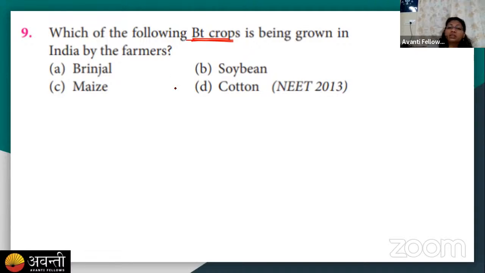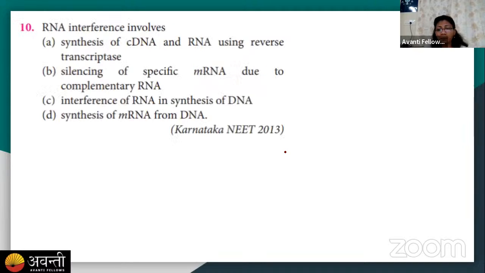So that is BT cotton. BT cotton is the most popularly used by the farmers of India, right? Which is a BT derivative. Next question says, the RNA interference involves.